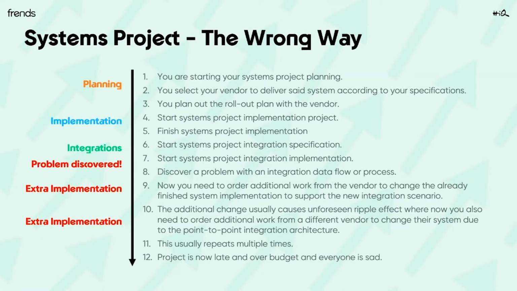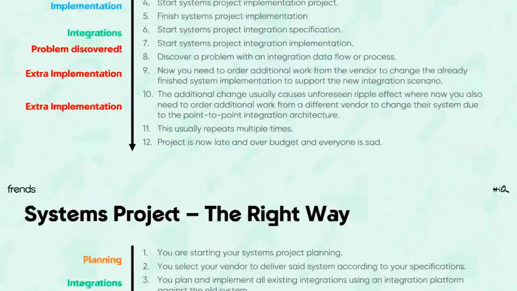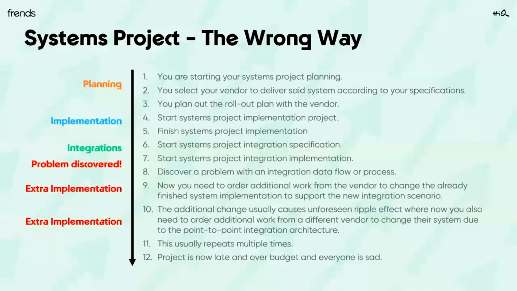So, the systems project done the wrong way. This is something that I see all the time with a lot of customers, that when you are running a systems project, you start off with the planning phase. You plan out that you need a new system, and you maybe make some specifications. You maybe contact some vendors, do an RFP process, and select the vendor that you want to implement your new system. Or if it's a cloud-based service, you compare those services and then purchase the service that you want.